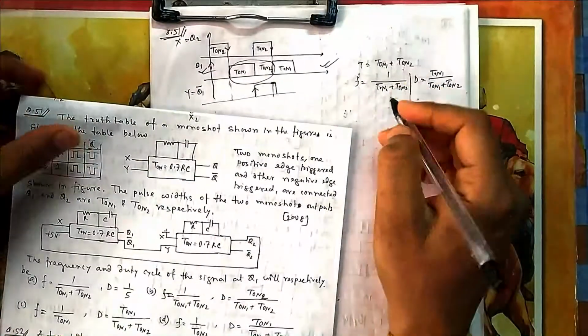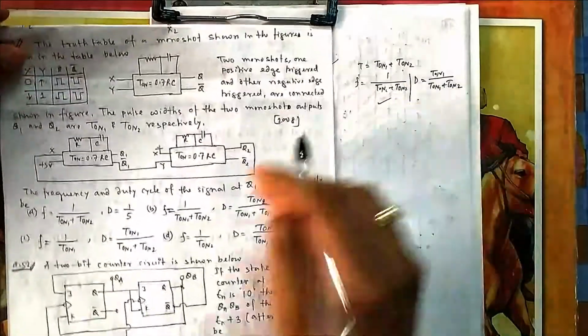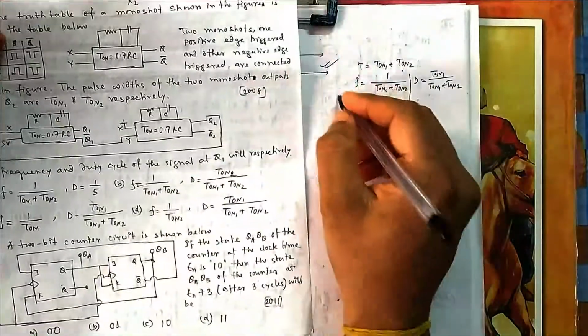So this is F, this is duty cycle. So that means you will find your option B is the correct option.